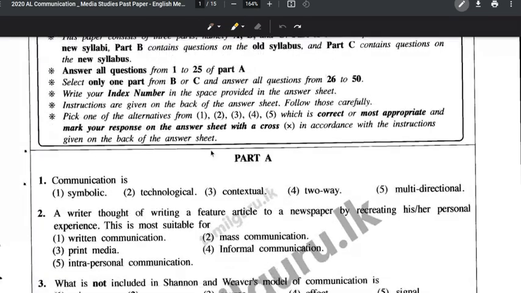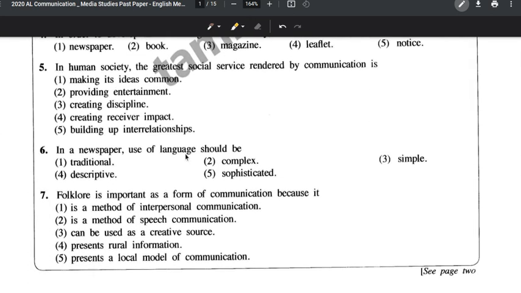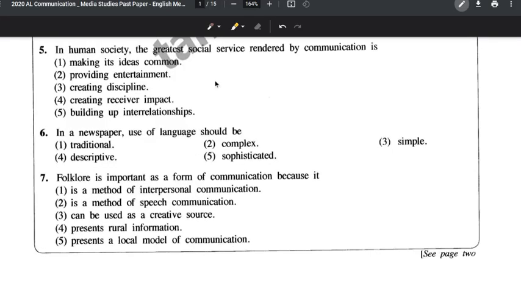So in 2020, the first question: communication is, actually we know that it is symbolic, right? Then the fifth question: in human society the greatest social service rendered by communication is... Here I am going to discuss the MCQs but not provide a detailed explanation, so I am going rapidly with these answers, right? The answer must be building up relationships.